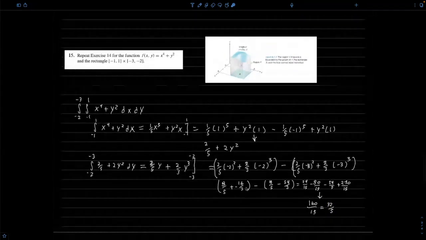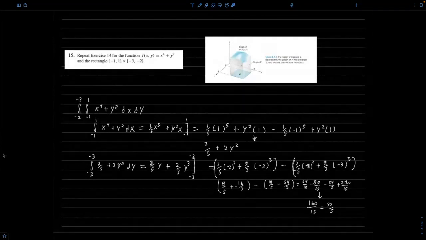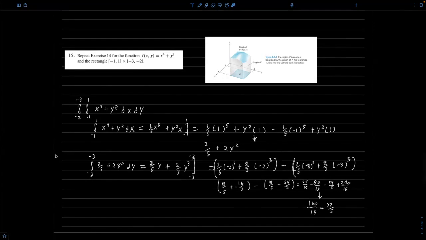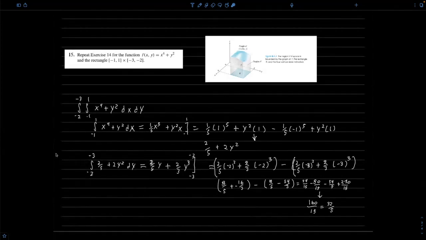Okay. We don't call this a formula. It's a function: f of x, y equals x to the fourth plus y squared. We call it a function. Yes, thank you for that. Very nice. You're integrating in the x direction first and then y. Nice.